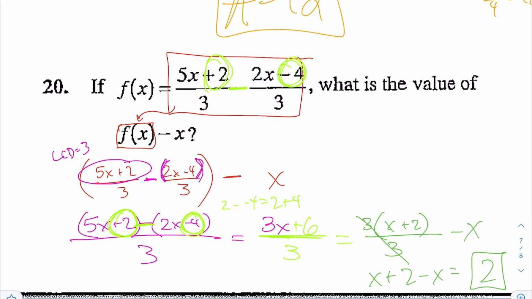The other way you can do this is to distribute the negative sign. So that will turn into 5x plus 2 minus 2x. And when you distribute the negative sign, where there's negative 1, it's negative 1 times negative 4, or positive 4. So that would be 5x minus 2x, or 3x plus 6.